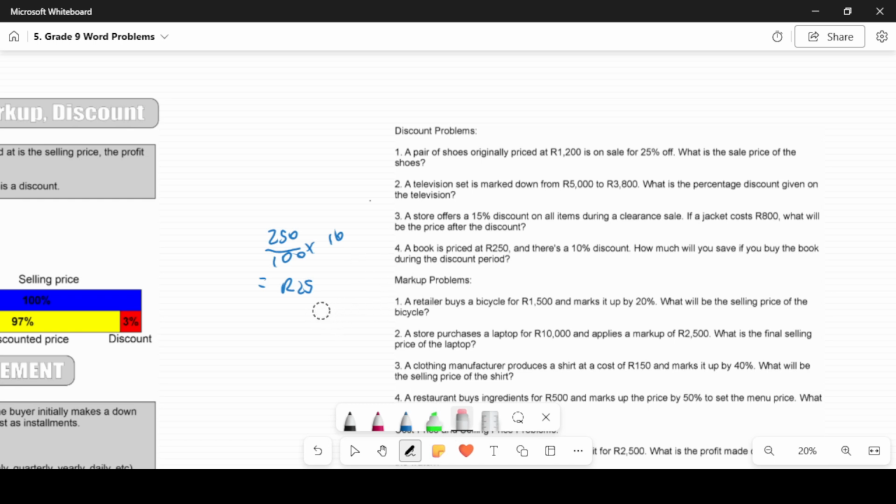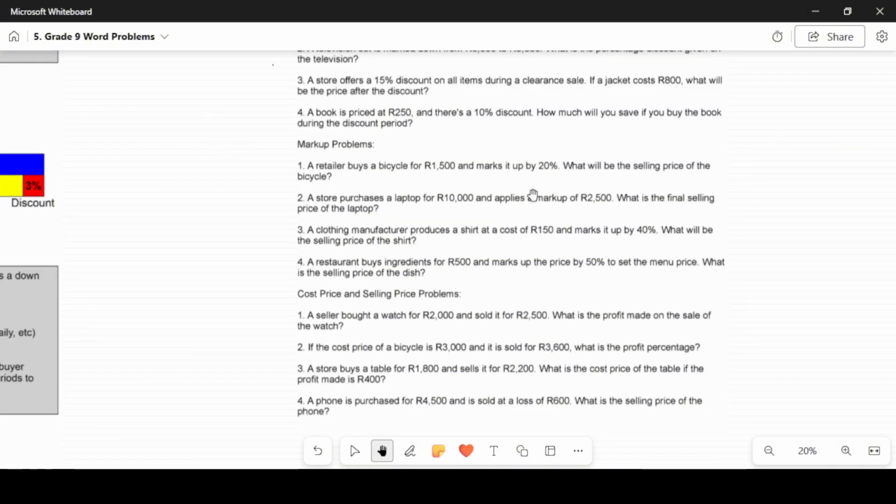That's the way life goes, right? Black and white. When one person gains, another person has to lose. That's how it goes. It's a zero-sum game, is what we say. So you have 25 Rand as the discount. Very nice questions, just different perspectives, but you're basically asking the same thing.